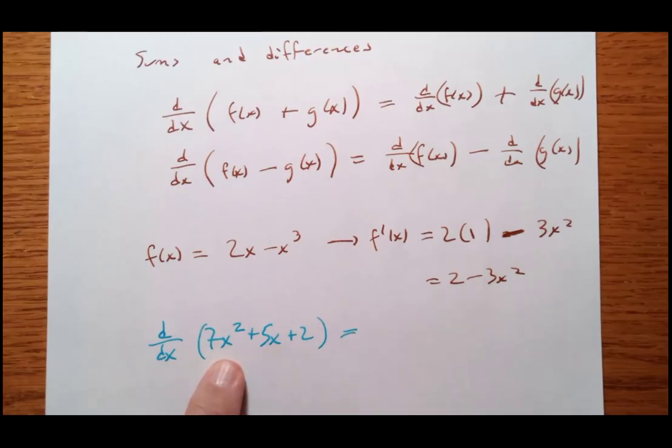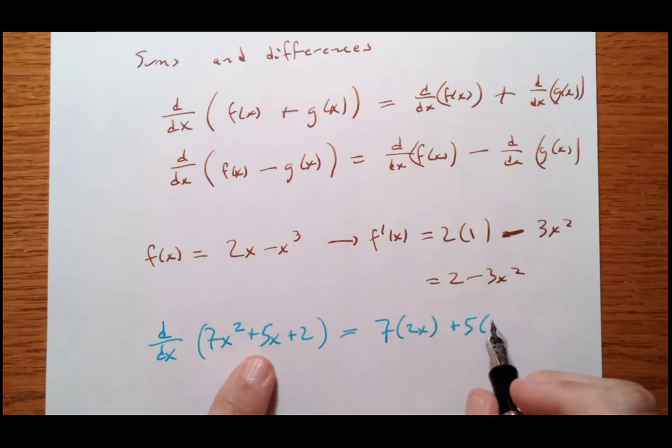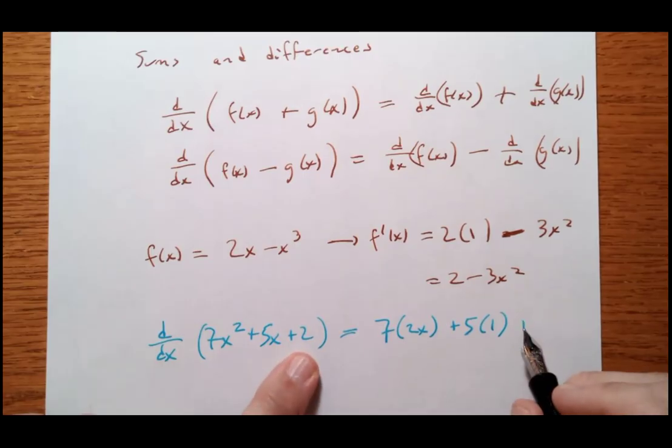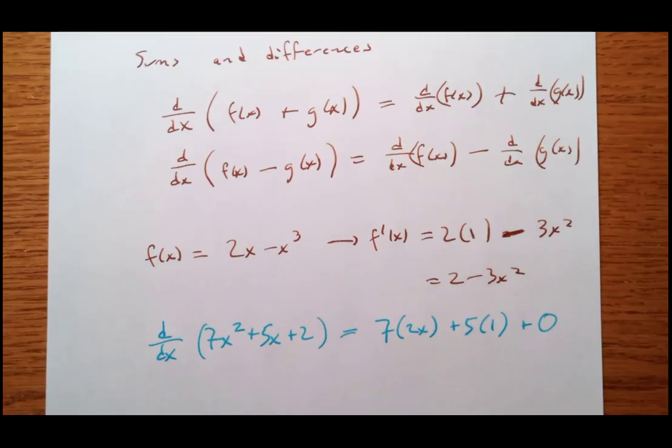The derivative of x squared is 2x. Leave the 7. The derivative of x is just 1, but you leave the 5. The derivative of 2, that's a constant. That's 0. The answer is 14x plus 5. I'm done. That's amazing.